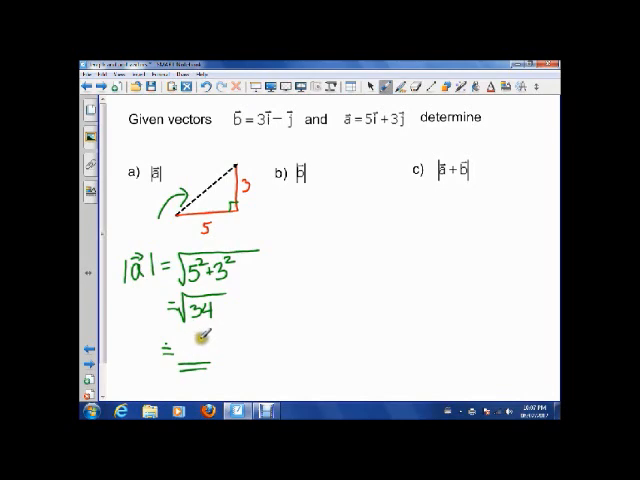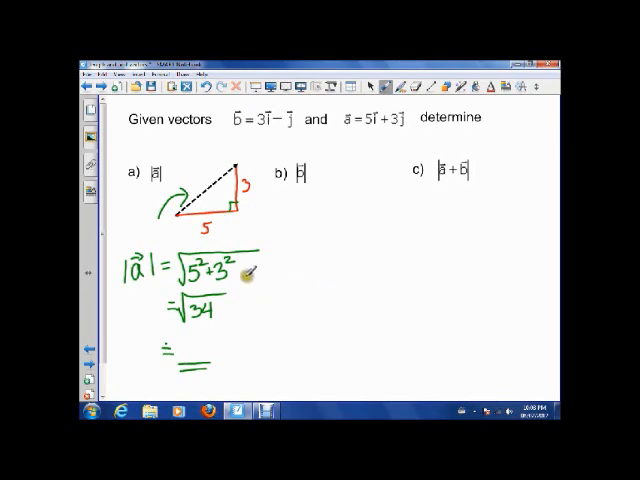What I want you to do is try to find the magnitude of B. I also want you to try to find the magnitude of A plus B. Remember, for A plus B, you're going to do A plus B first and then find the magnitude of that vector. Make sure that you try that for tomorrow's class.